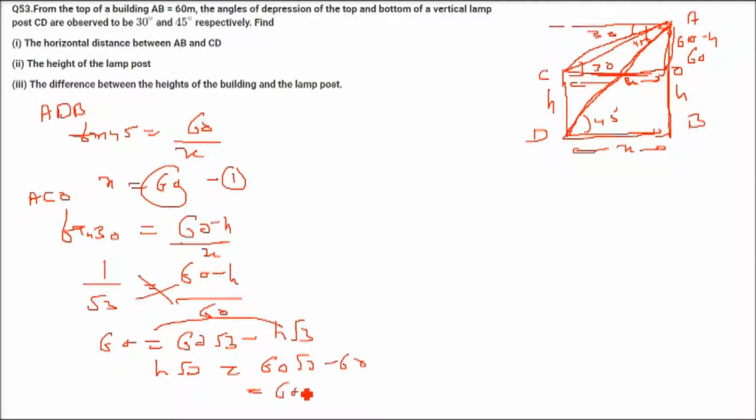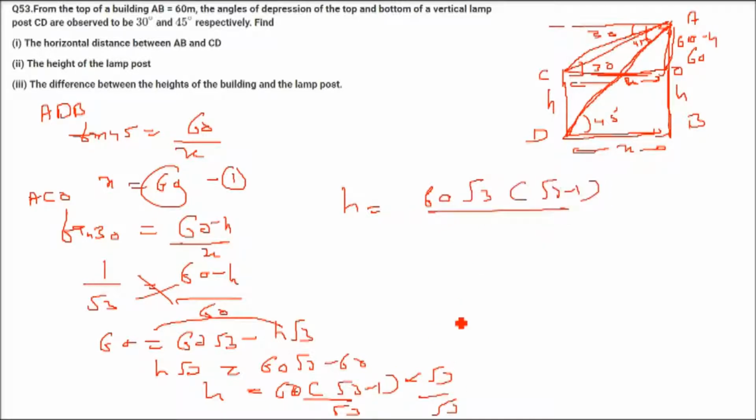So what do you get? Take 60 outside. This will be root 3 minus 1. And now bring this root 3 down. So h is 60 times root 3 minus 1 by root 3. If you want to solve it more, you can multiply the numerator and denominator by root 3. So what do you get? 60 root 3 minus 1 by root 3 into root 3 is 3. So you get 20 here. Multiply root 3 inside. So root 3 into root 3 is 3, and this will be root 3.